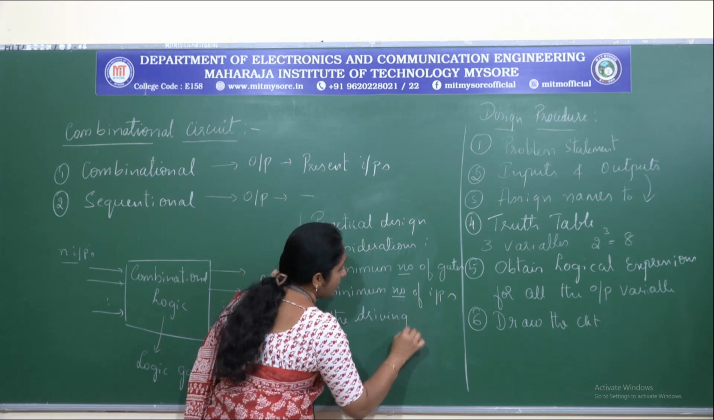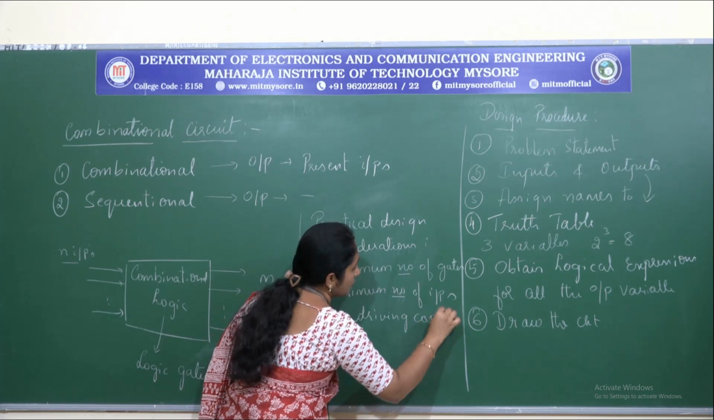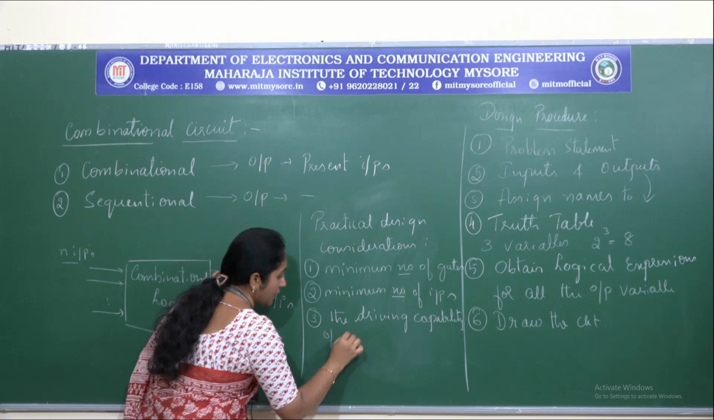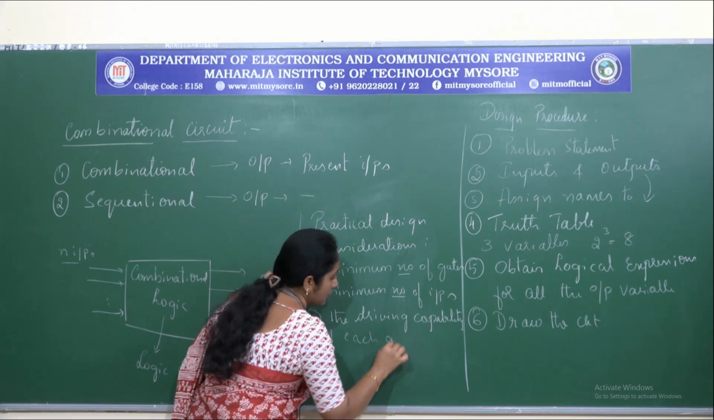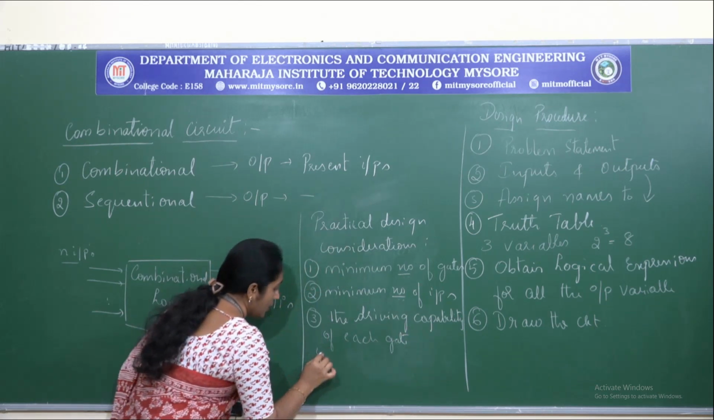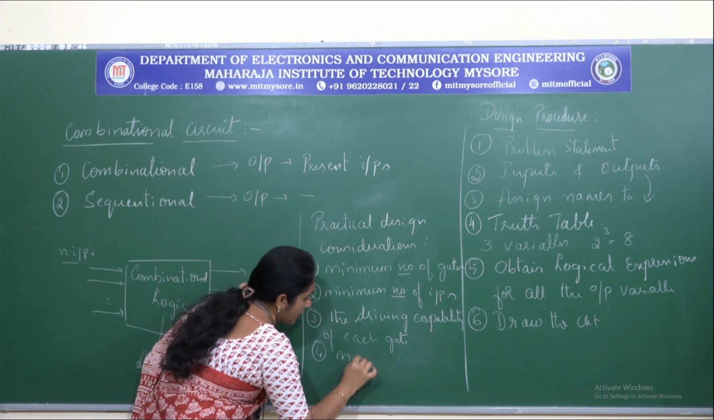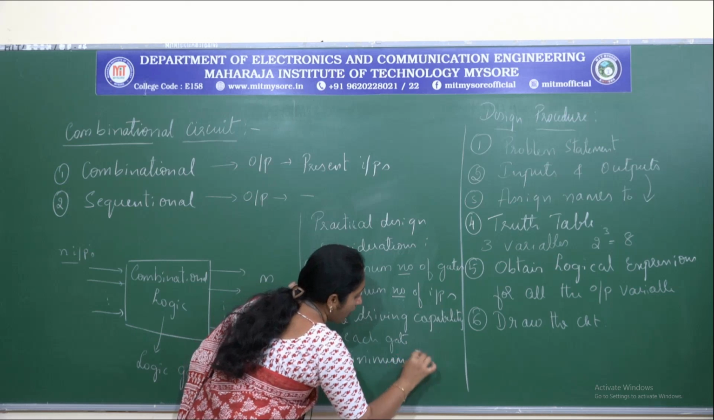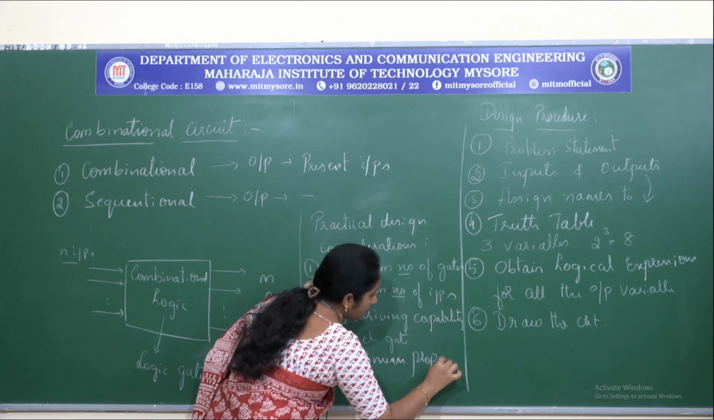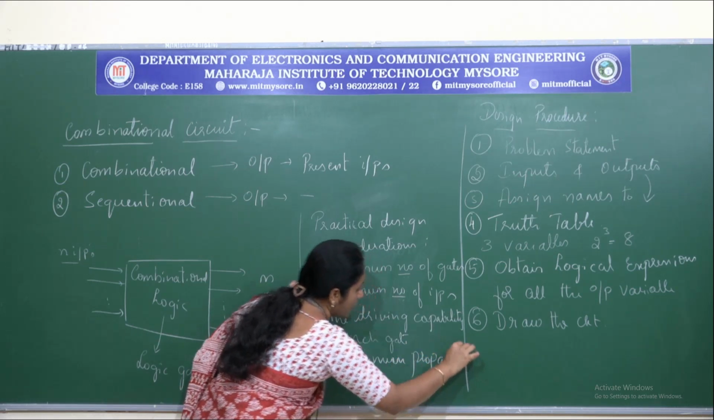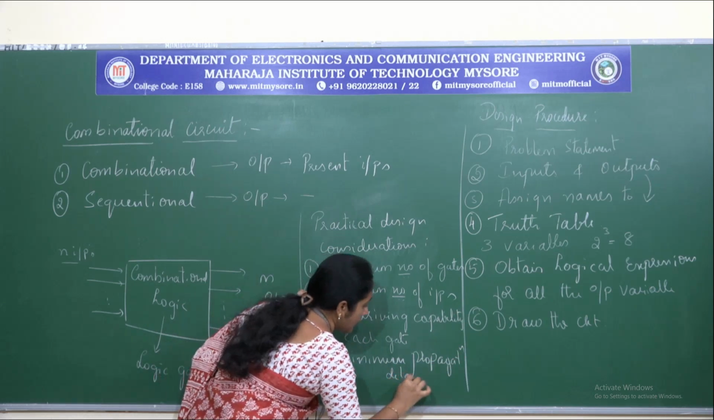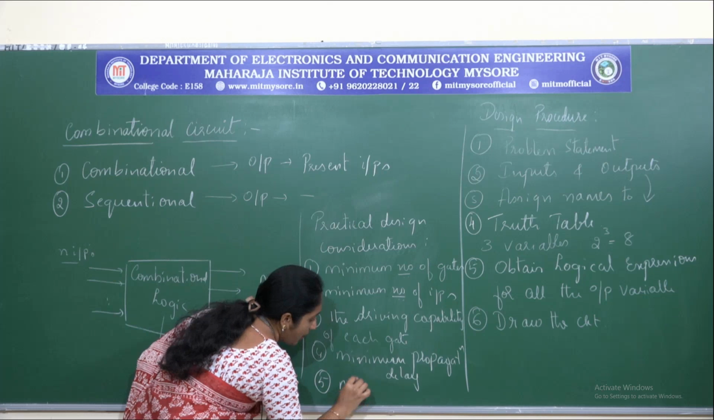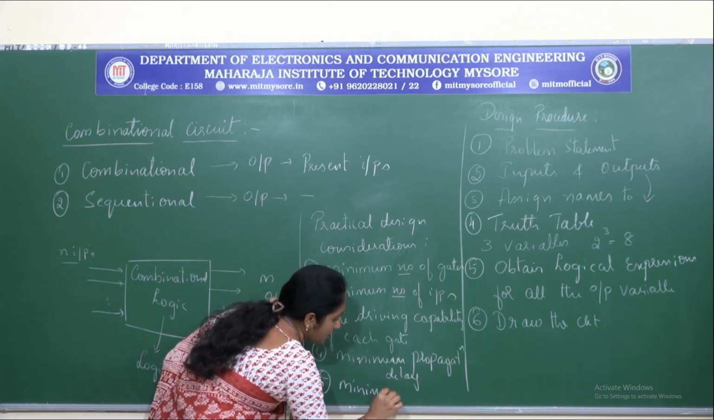Next is the driving capability of each gate. Then minimum propagation delay, and the last one is minimum interconnections.